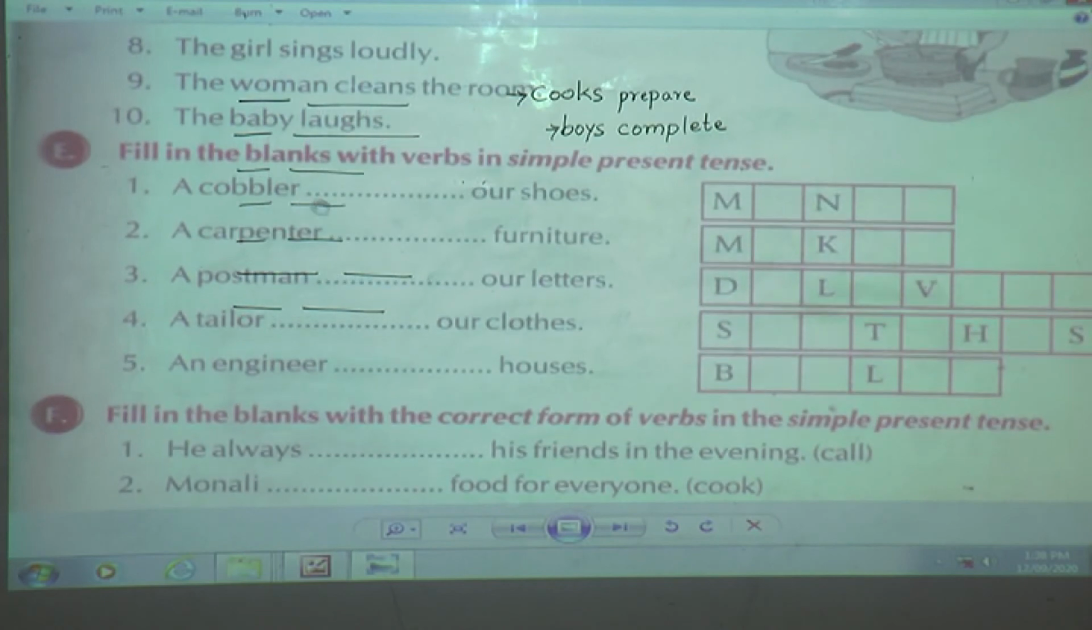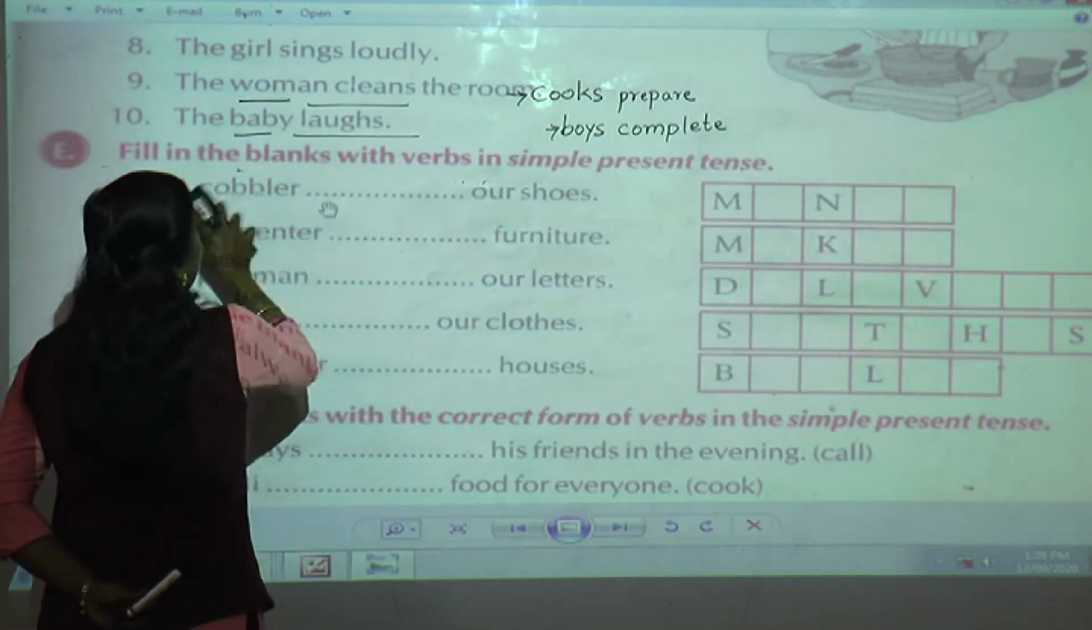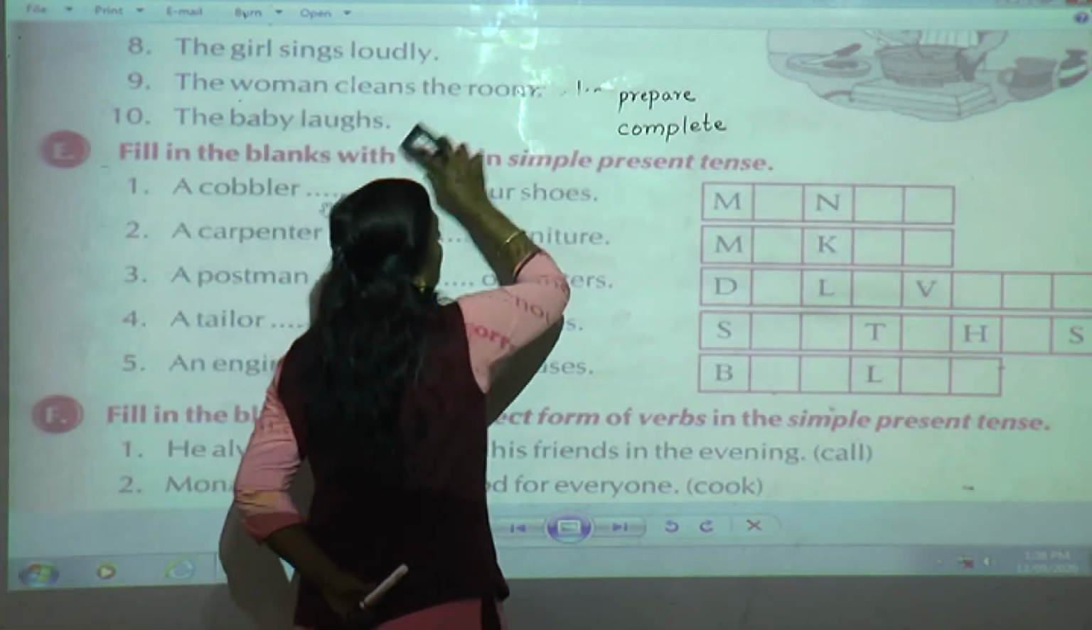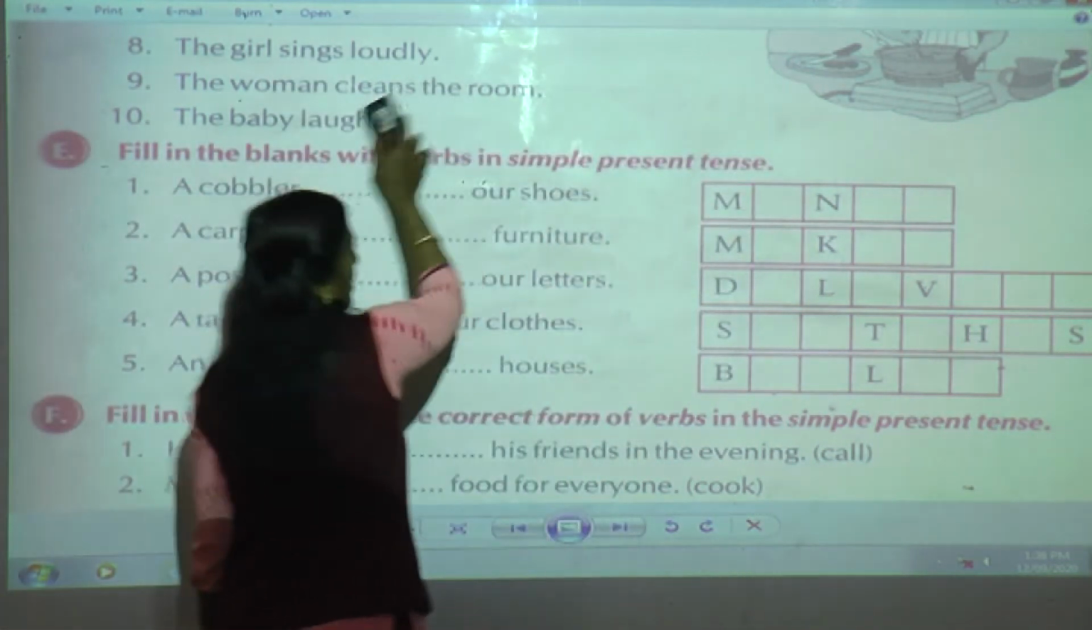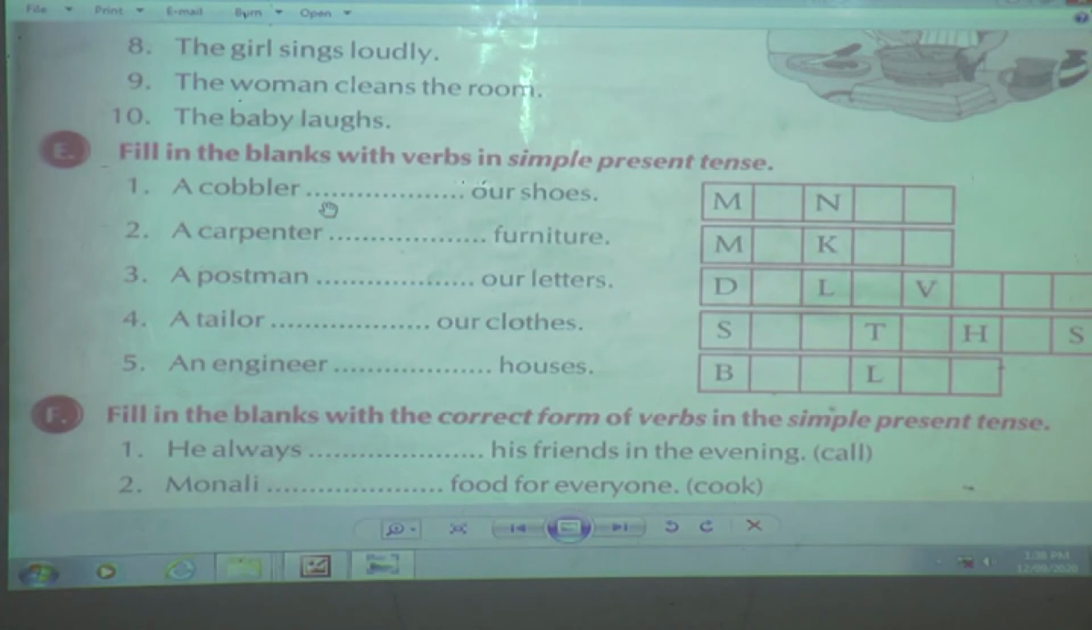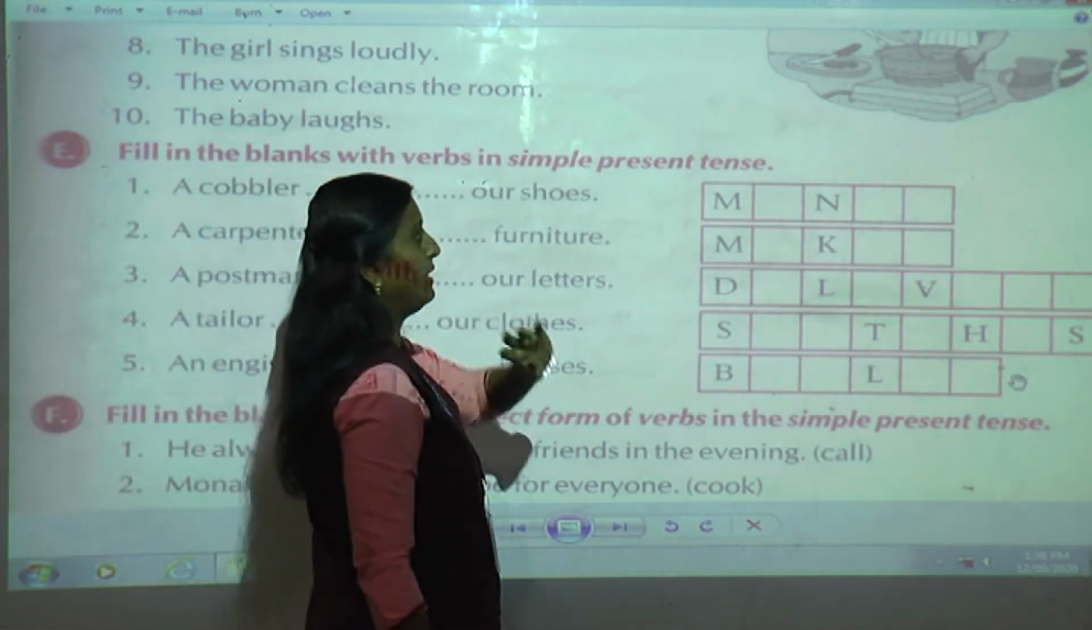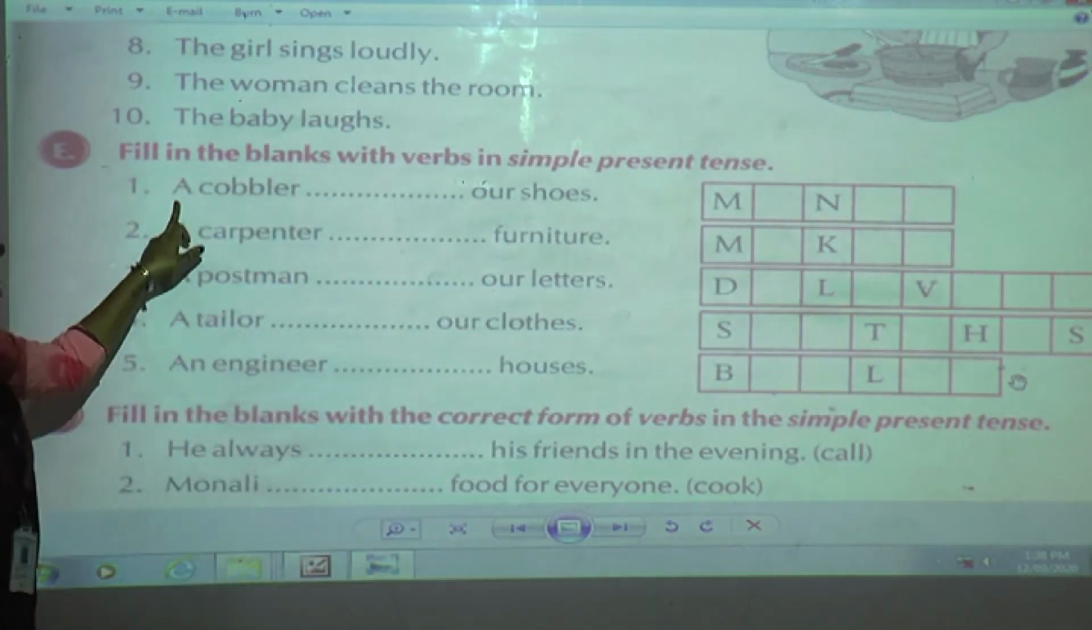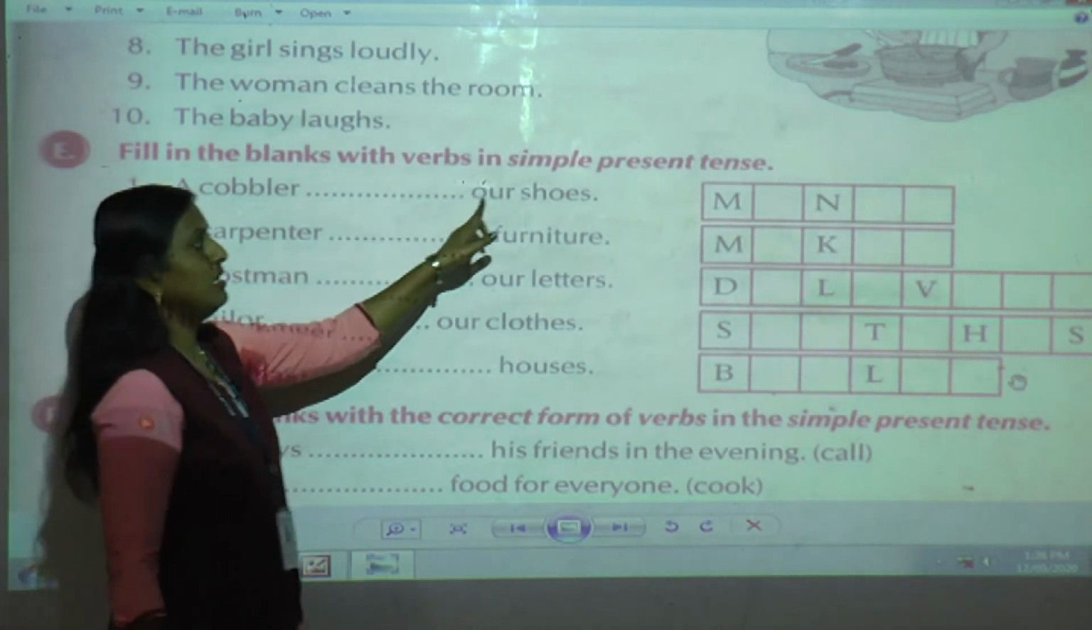Okay, so now we will move on to exercise E. Ready? I hope I am not doing it alone, you are doing along with me. Next. Now here what is the question? Fill in the blanks with the verbs in simple present tense. Here: a cobbler dash our shoes.